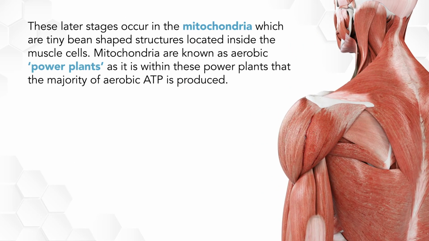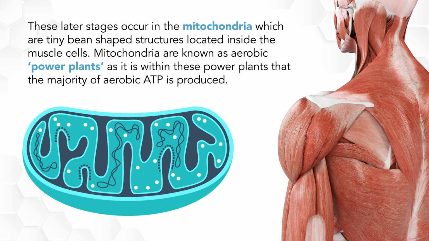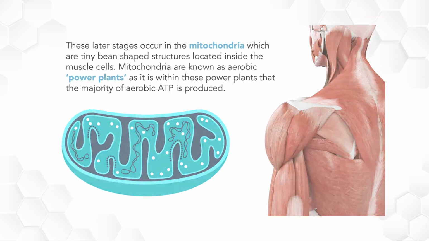These later stages occur in the mitochondria, which are tiny bean-shaped structures located inside the muscle cells. Mitochondria are known as the aerobic power plants, as it is within these power plants that the majority of aerobic ATP is produced. The 2nd stage of the aerobic system, called the Krebs cycle, also deals with acetyl coenzyme A that is produced by aerobic glycolysis.